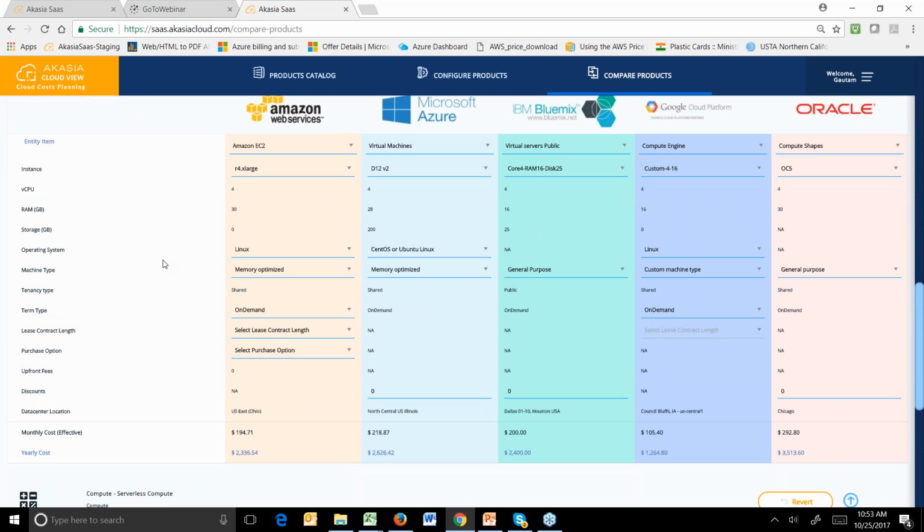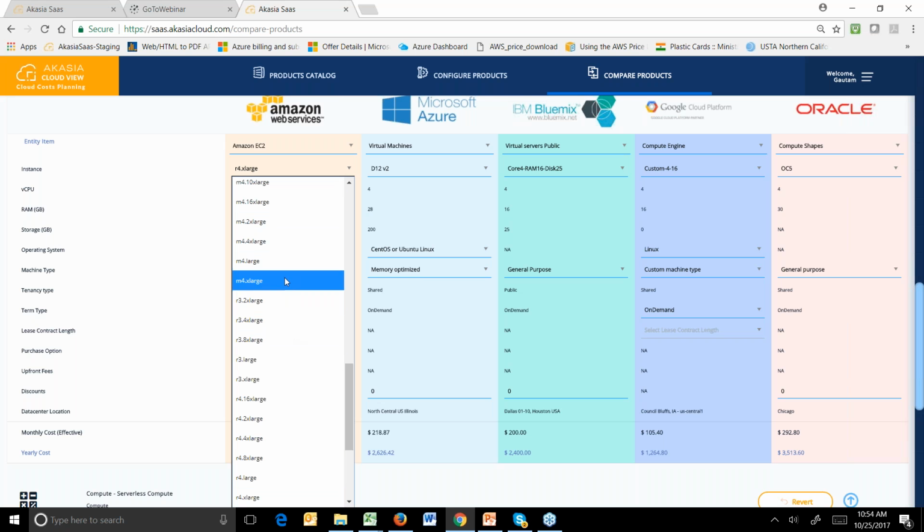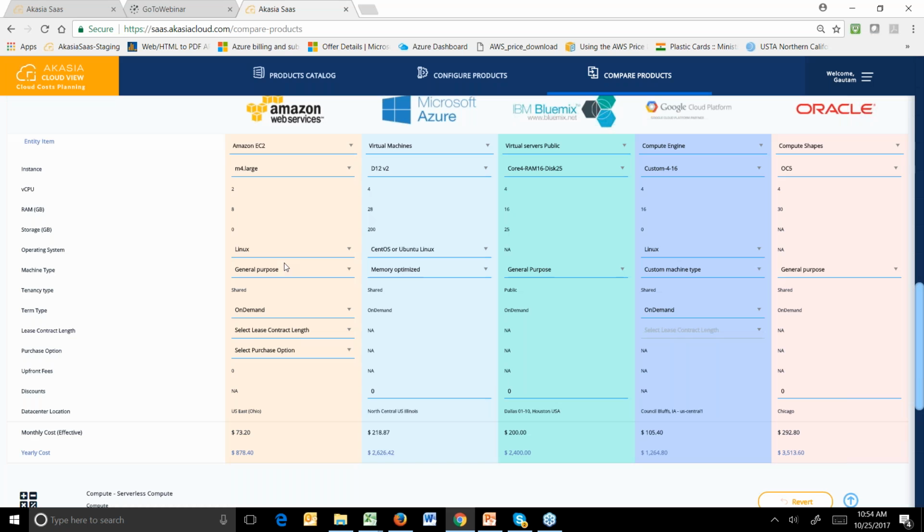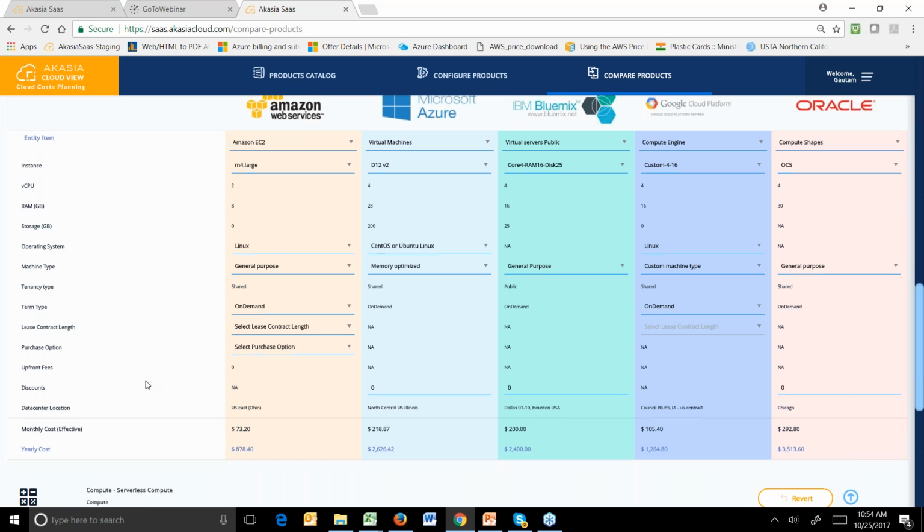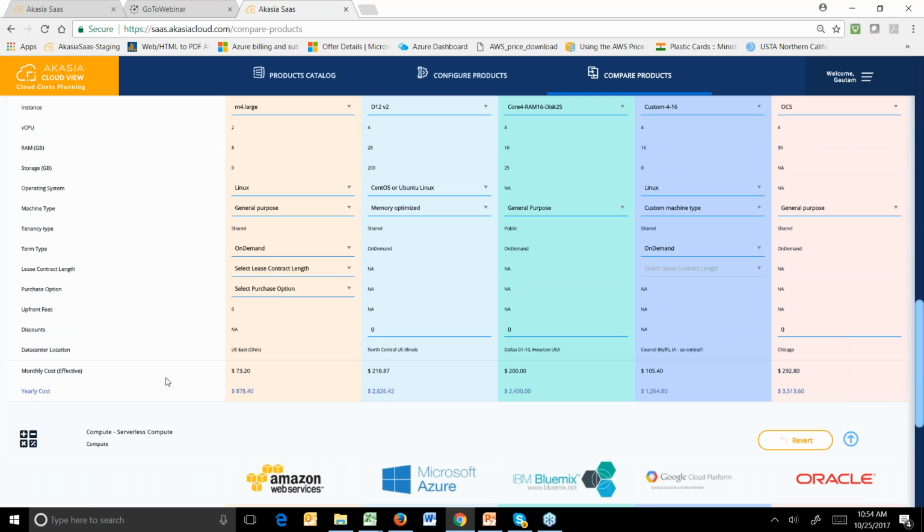This is where you can do some what-if analysis. So right now I'm seeing that this particular system got mapped to an R4 Large. I want to see what it will look like if I pick an M4 Large. So it goes through the calculation and suddenly changes the cost from somewhere in the 2,000 area to 800 something. So this is the kind of what-if model you can do as well.